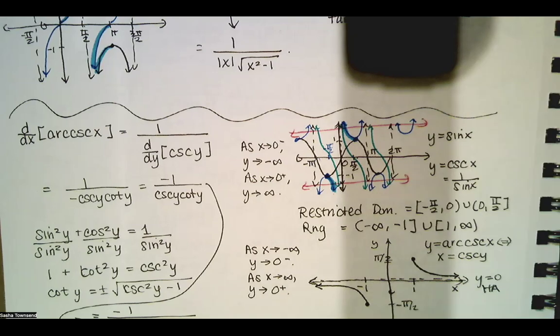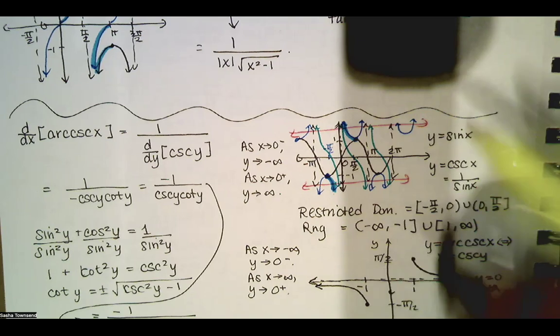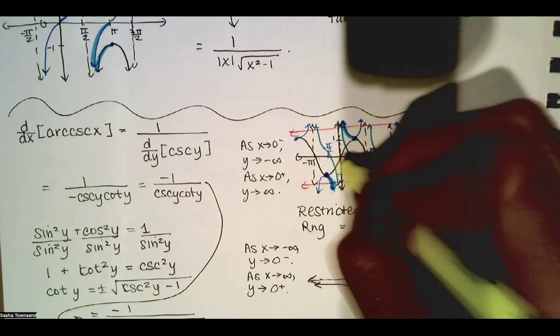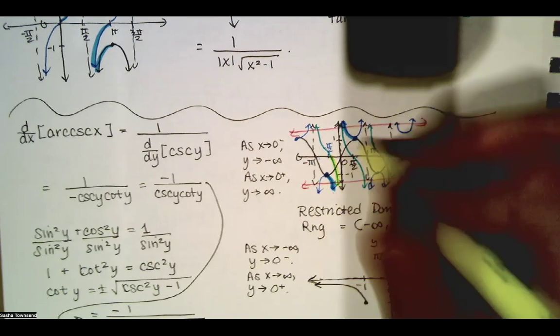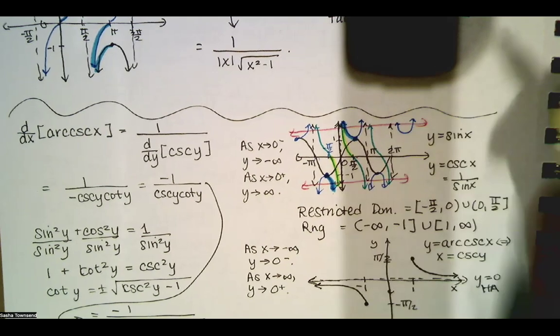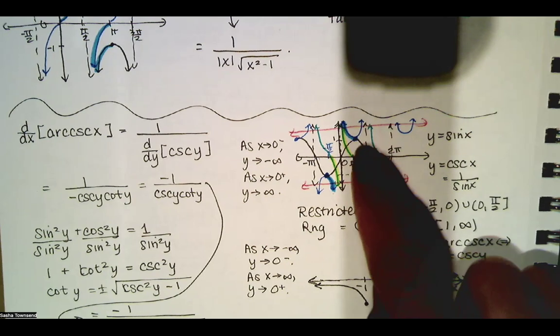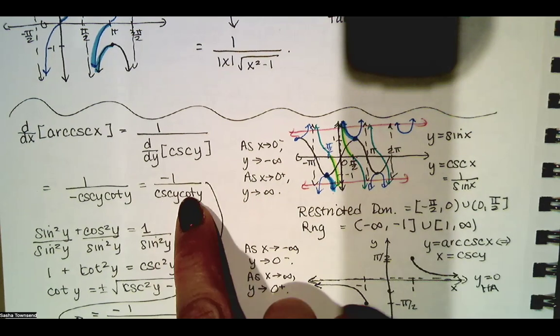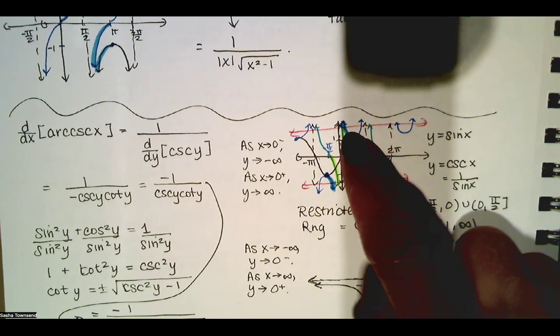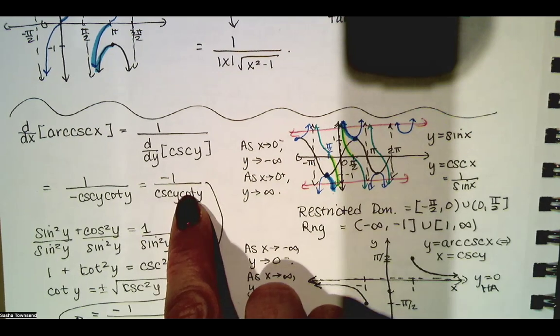You say, okay, but I'm not interested in the whole thing. I'm only interested in that part on the interval from -π/2 to π/2. So I'm interested in that part here and that part here. Well, on the interval from 0 to π/2, this cosecant of y times cotangent of y is a positive times a positive, so we should get a positive answer in that denominator.